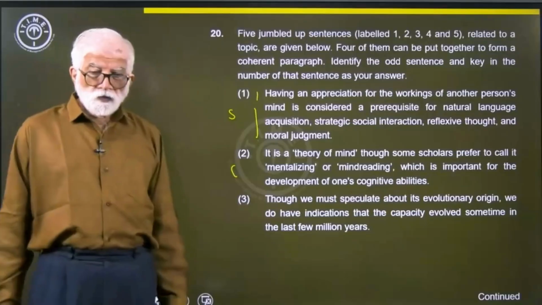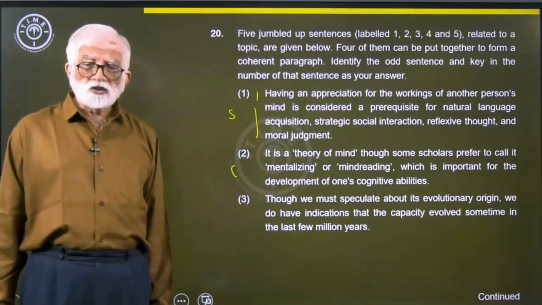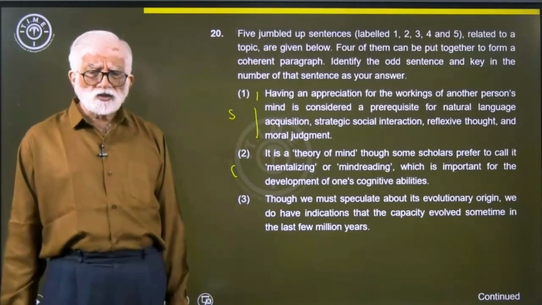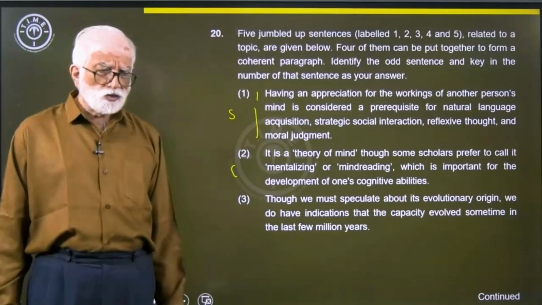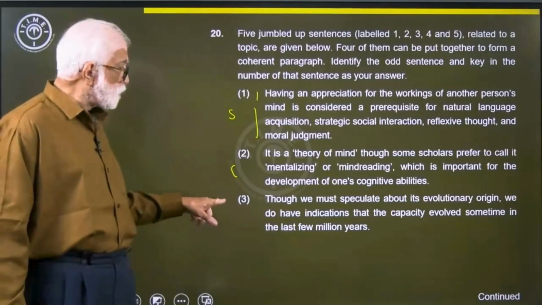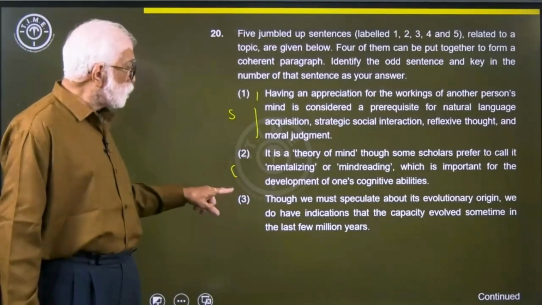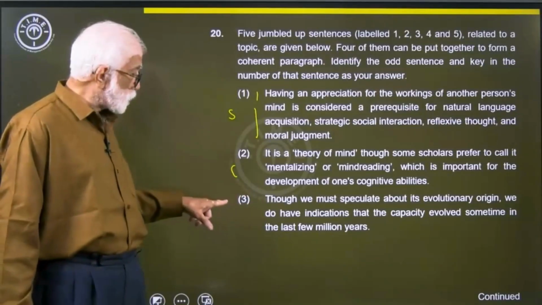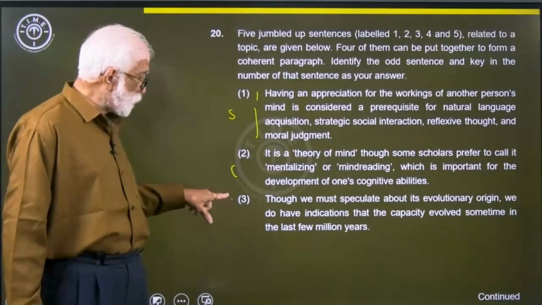Now, though we must speculate about its evolutionary origin, we do have indication that the capacity evolved sometime in the last few million years. So, if they do talk about the capacity, then this would become relevant. At the moment, I don't know whether it's related to 2 or to 1, but if there's a capacity, then it has to be relevant to that capacity. So, let's just put a mark there.